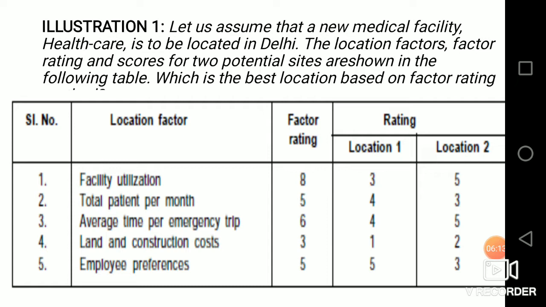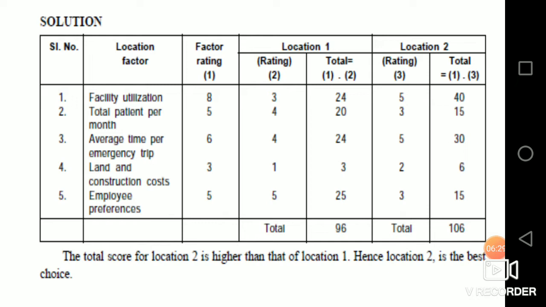Land and construction cost we have assigned the factor rating as 3. For location rating, for location 1 it is 1, and for location 2 it is 2. Employee preferences factor rating is 5, and the ratings we have given are 5 for location 1 and 3 for location 2. So now we are going to solve the problem.